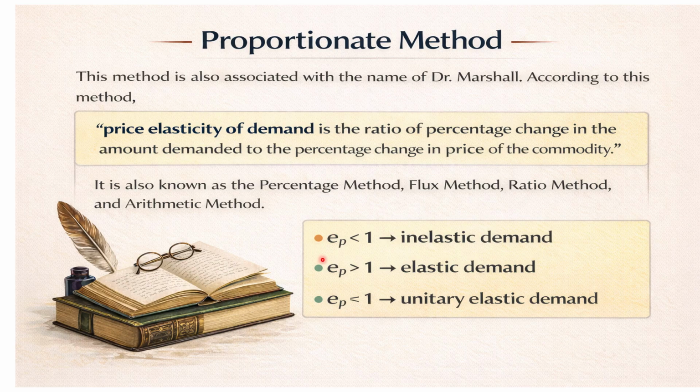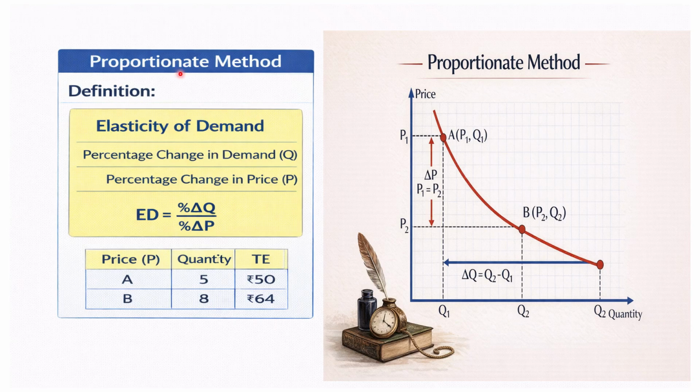Here we have seen that there are three variants. Here elasticity of demand is lesser than 1, greater than 1 and unitary. In the next slide, we will study the proportionate method in a graphic way. We have already studied the definition of the proportionate or percentage method. Let's see the formula of the percentage method, that is percentage change in quantity demanded divided by percentage change in price.